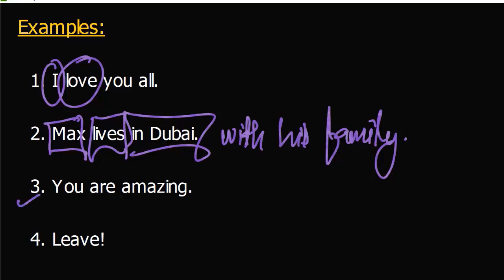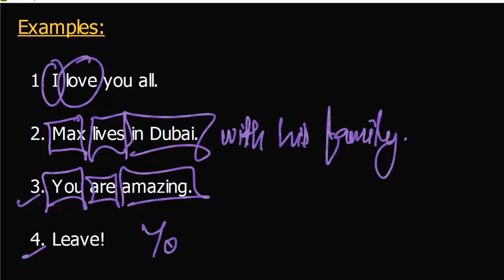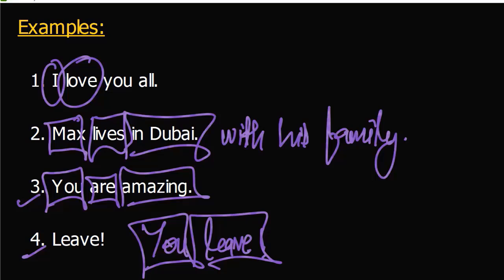All right, that example, you are amazing. Yes, you are amazing. It has a certain meaning. It's a complete sentence. Independent clause, right? Main clause, you is the subject, are is the main verb, linking verb, amazing is a subject complement, right? You are amazing. Last, leave. It's a word, just one word, but it's a complete sentence, right? It's an exclamatory sentence, right? Here we have an implied subject, which is you. You leave. All right, this is what it is. You leave. So you is the subject, leave is the verb. There you go. You have a clause, right?